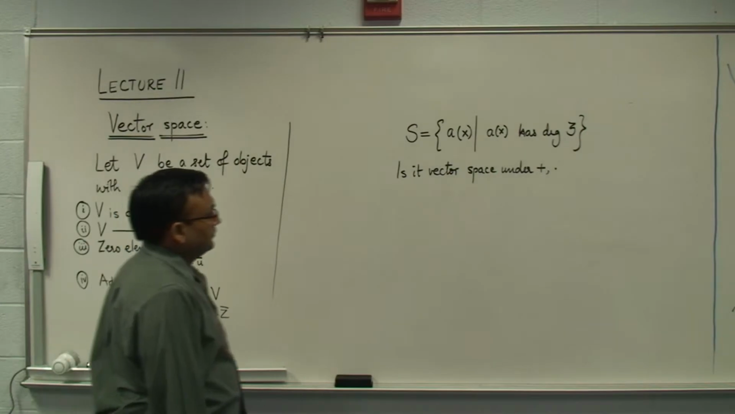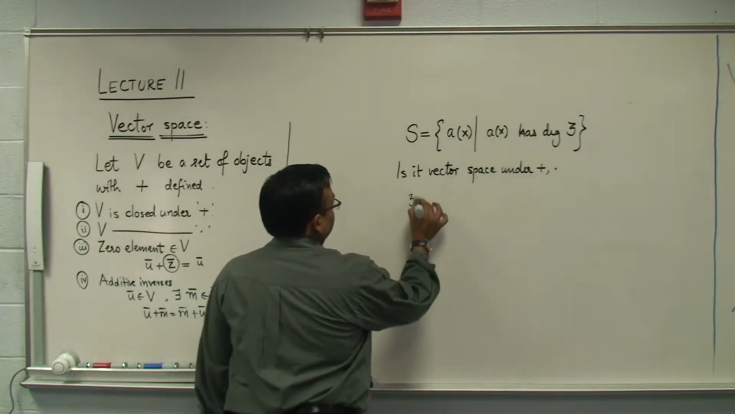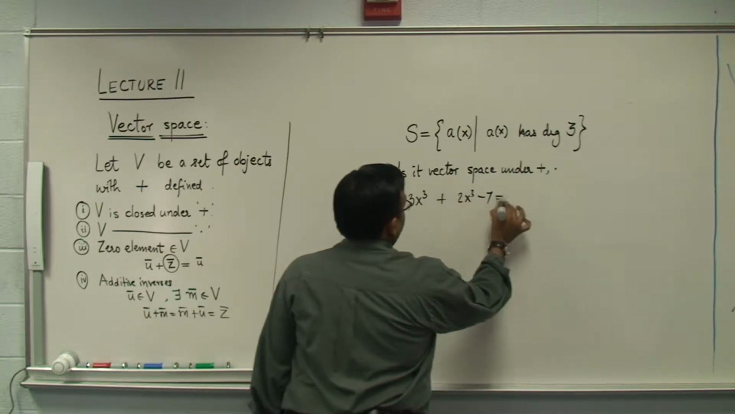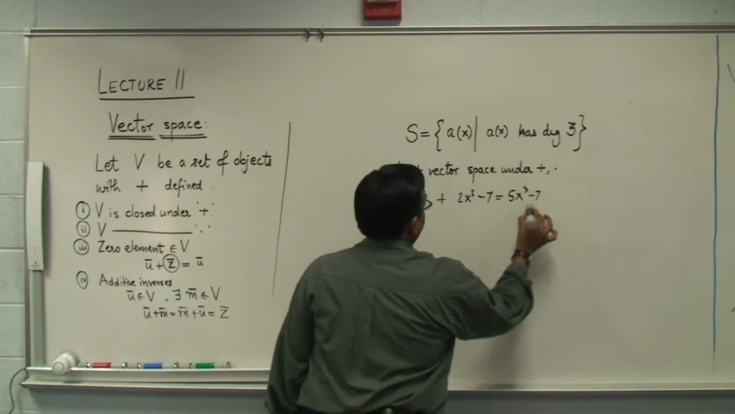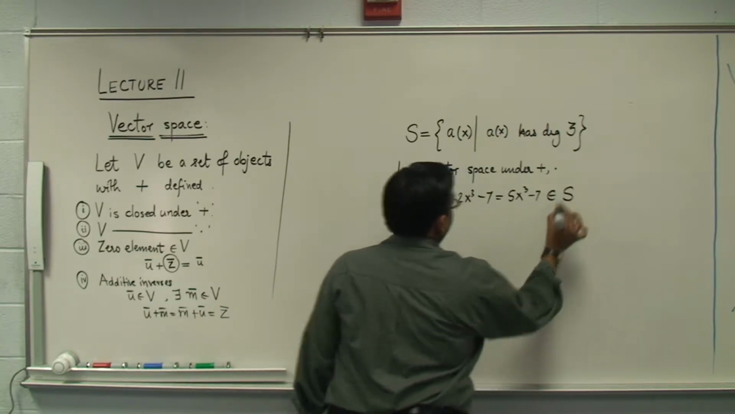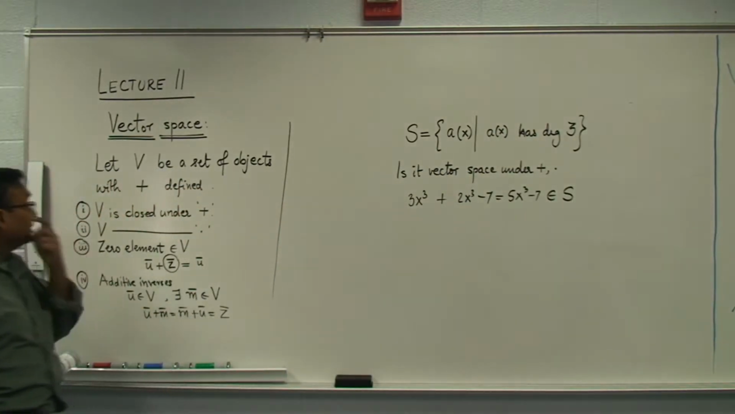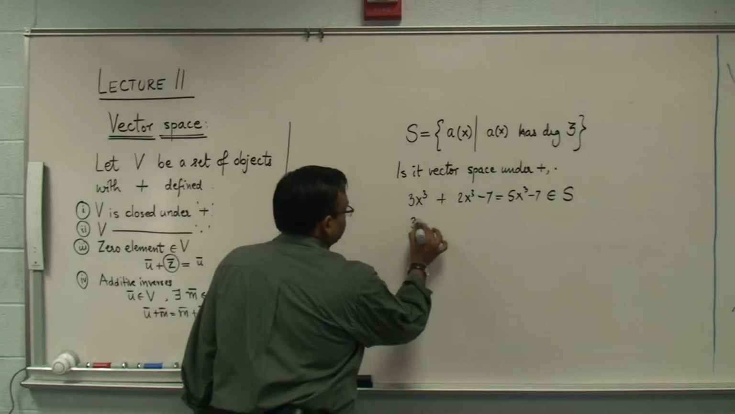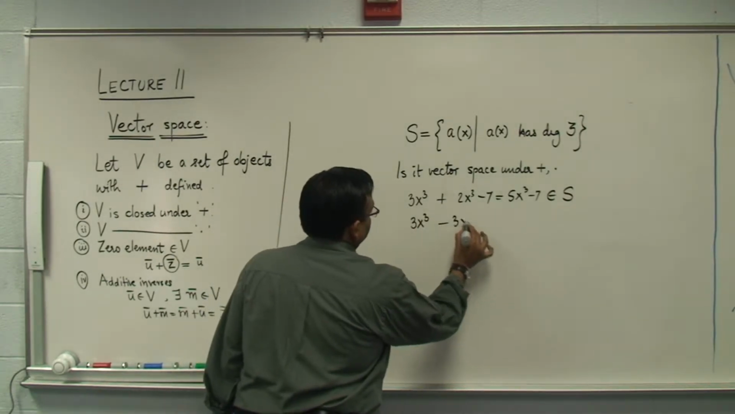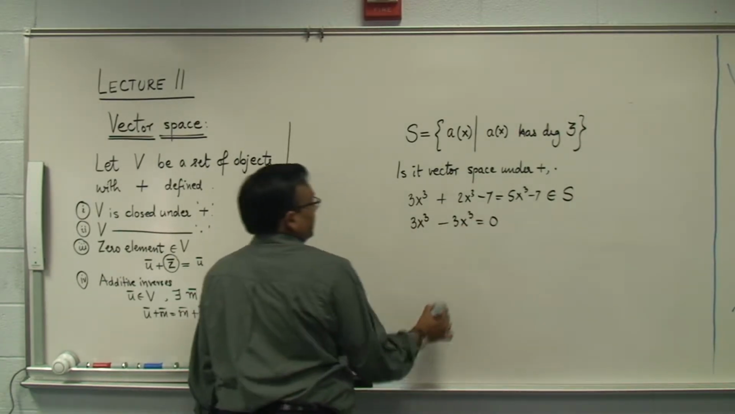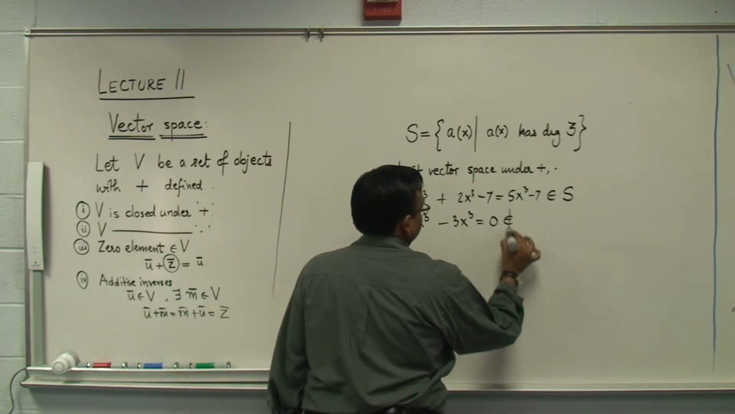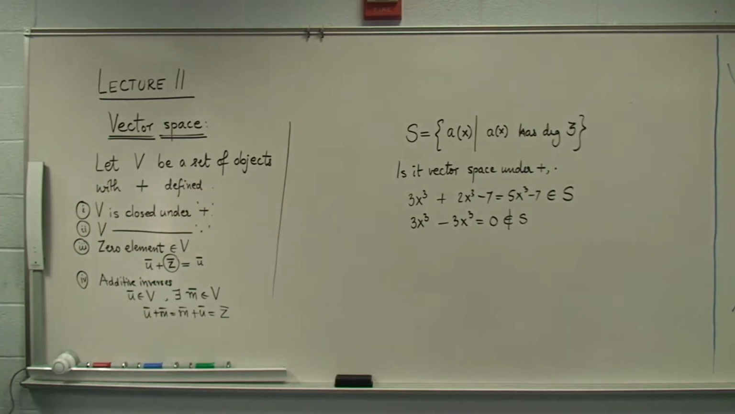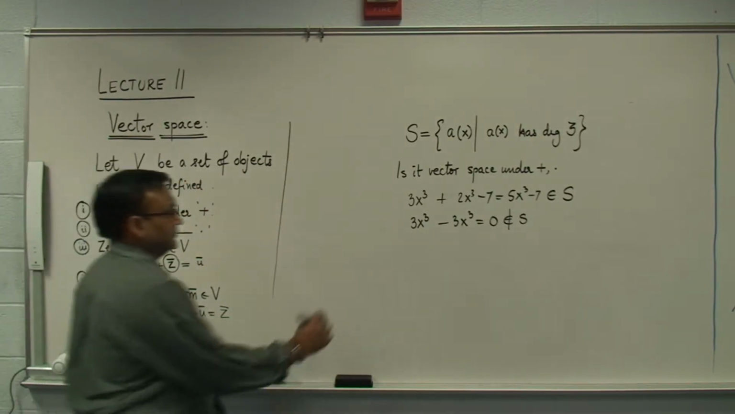So for example, will it be closed under addition? If I take 3x cubed and add 2x cubed minus 7, I will get 5x cubed minus 7. So this still belongs to S. The sum of two things does belong to S, but will it be true for all the elements? If I had taken 3x cubed and minus 3x cubed, it gives me 0, and definitely this is not a polynomial of degree 3. So would you agree that this is not really closed under addition, and hence it is not a vector space?